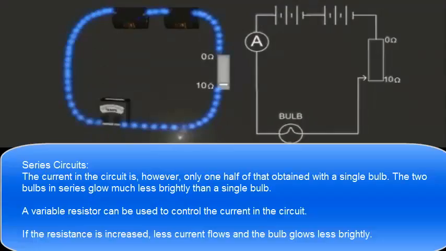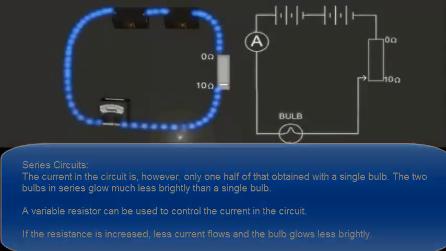The current in the circuit is, however, only 1/2 of that obtained with a single bulb. The two bulbs in series glow much less brightly than a single bulb. A variable resistor can be used to control the current in the circuit. If the resistance is increased, less current flows and the bulb glows less brightly.